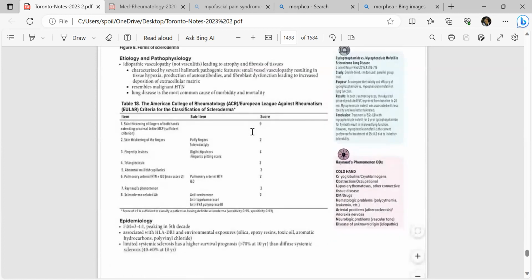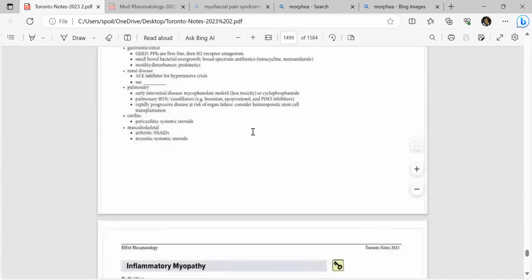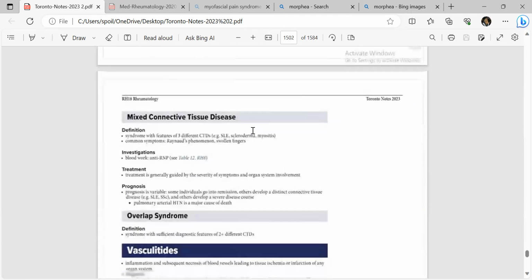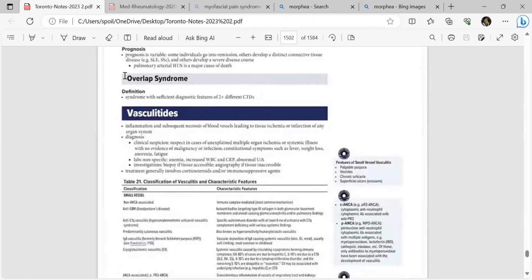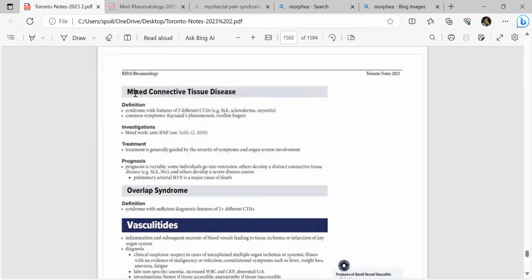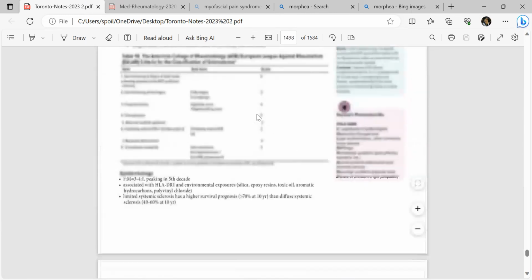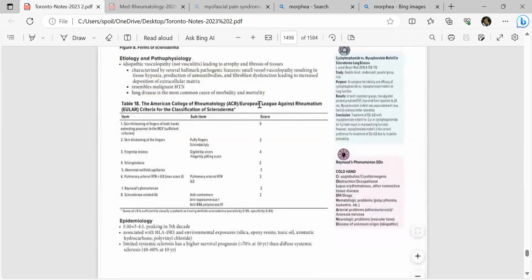And in connective tissue disease, we just read that the most common cause of death is pulmonary artery hypertension. In mixed connective tissue disease, scleroderma is also involved. So in scleroderma as well, lung disease is the main cause of mortality and morbidity.